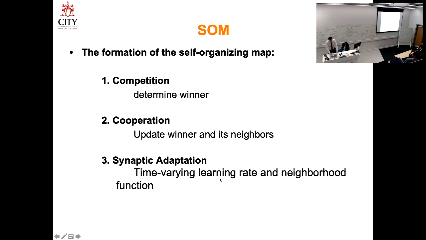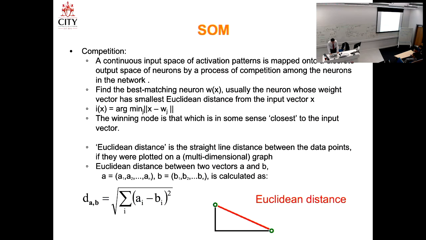So let's break down these steps. Competition, again: you find the Euclidean distance, you find the closest neuron. This is what we've had so far several times.